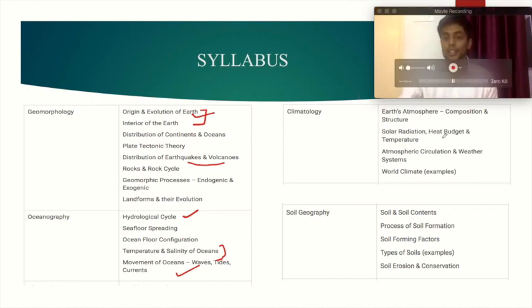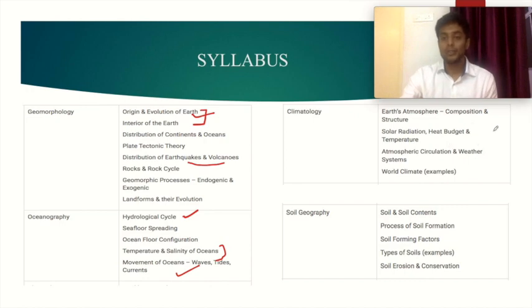Now, climatology, you all know this is one of the most favorite areas of UPSC, because they ask about the monsoon, they ask about climate change, they ask about El Nino La Nina, and they ask about dew formation, they ask about the inversion of temperature. There was this question last year itself about dew formation.